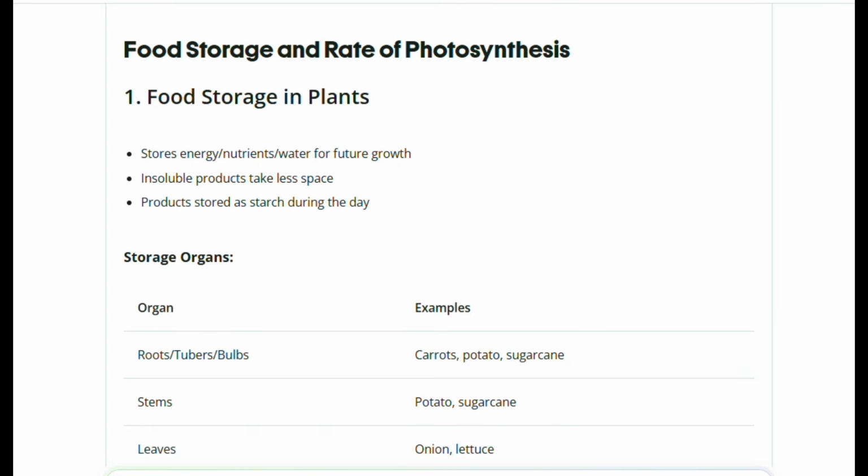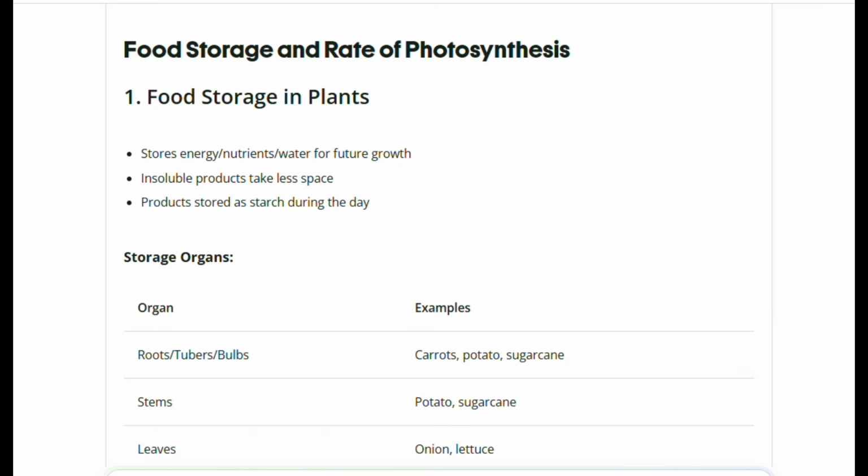Food storage and the rate of photosynthesis. Okay, now let's look at this part. Food storage in plants. Yes, we like to eat. Yes, we like food, but what is the food storage in plants? Where is this food stored? So basically, food storage. Let's do it like this.